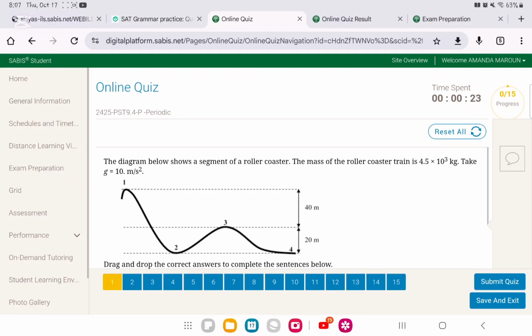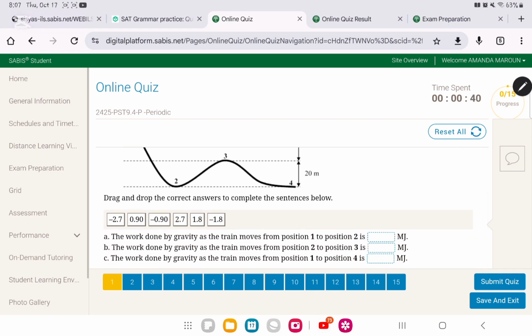The diagram below shows a segment of a roller coaster. The mass of the roller coaster train is 4.5 times 10 to the power of 3 kg. Take g equal to 10 meters per second squared. Okay. Drag and drop the answers to complete the sentences below.